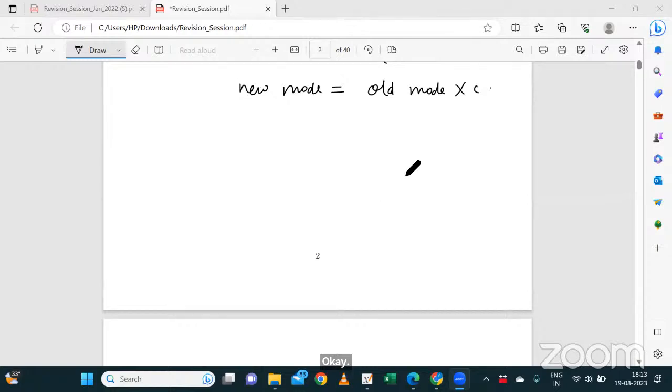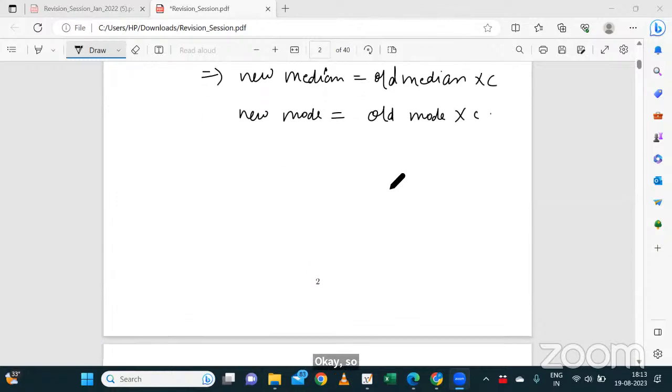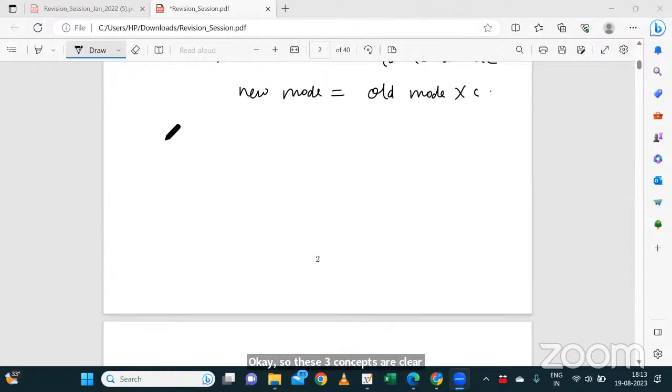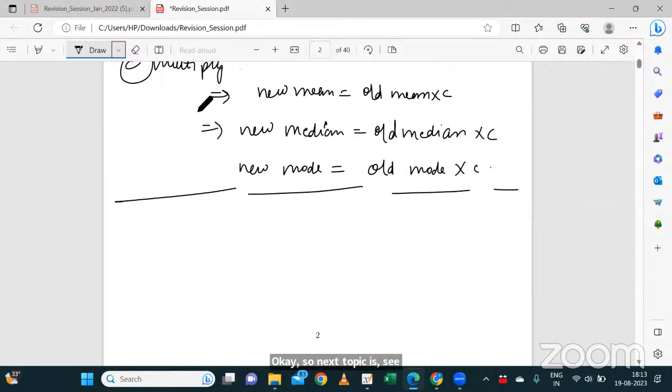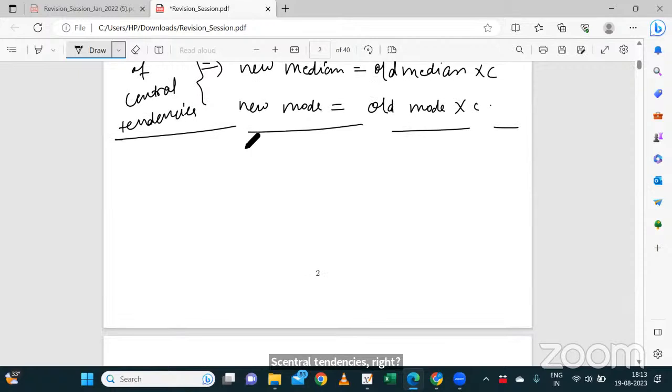Okay. So these three concepts are clear. Okay. So the next topic is, see, all these topics are nothing but measures of central tendency, right? Now the next concept is measures of dispersion.